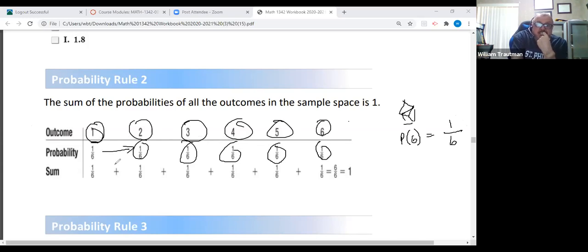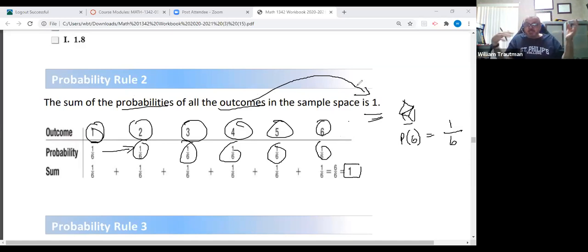Now, if you add these up, 1/6 plus 1/6 plus 1/6 plus 1/6, and so on, probabilities have to add up to 1. When you add up all the outcome probabilities, it has to equal 1 or 100%. You have to include everything. That is really important. The probabilities of all the outcomes have to add up to the number 1, or 100% if you're doing percentages.